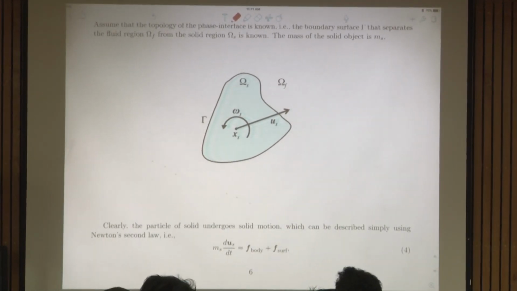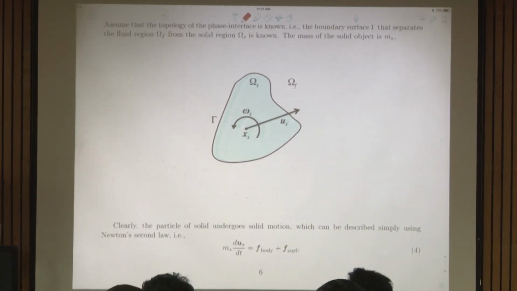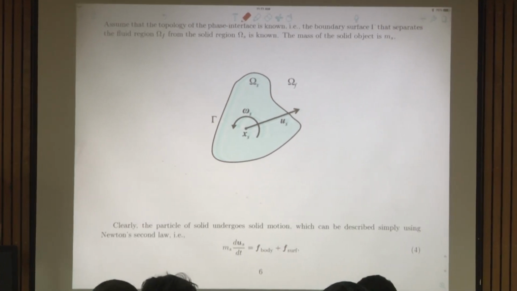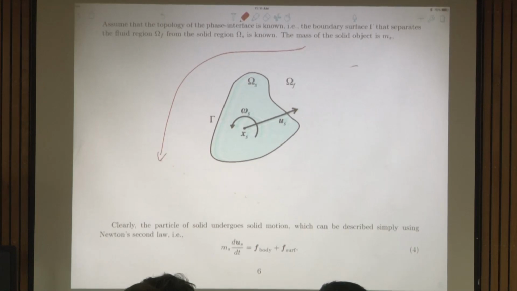If this is the object, there should be streamlines around it, but somehow they don't really show up here. So this is my object. This is one of my many particles. I haven't assumed it to be spherical. I've separated my domain into an omega f, which is the fluid part of my domain, and an omega s, which is the solid part of my domain. My interface between the two phases is called gamma. This is my phase interface.